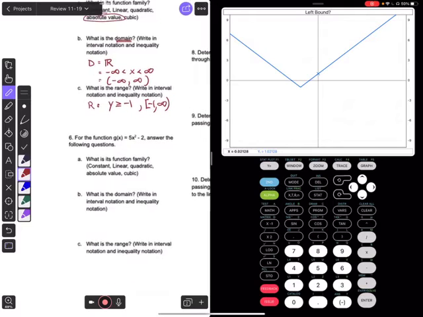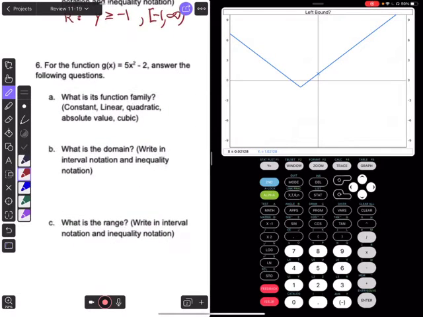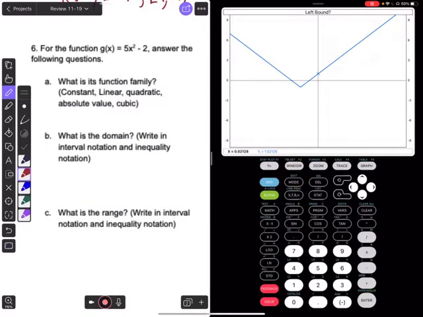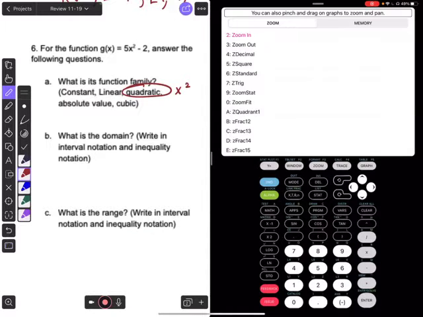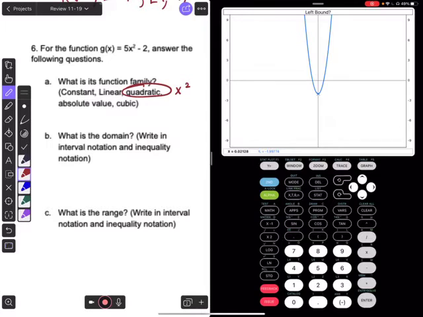Next question, problem number 6. I apologize for my dog. Same deal here for this function, 5x squared minus 2. What does it belong to? Well, this is quadratic. Remember, quadratic is x squared equations. For domain and range, let's go ahead and look at it. So I'm going to my calculator here, and I'm going to put in 5x squared minus 2, and I'll zoom 6 that.